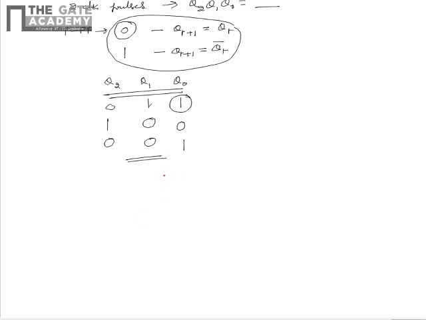Hence, the correct option which represents the final state of the ripple counter as per the given data is D.